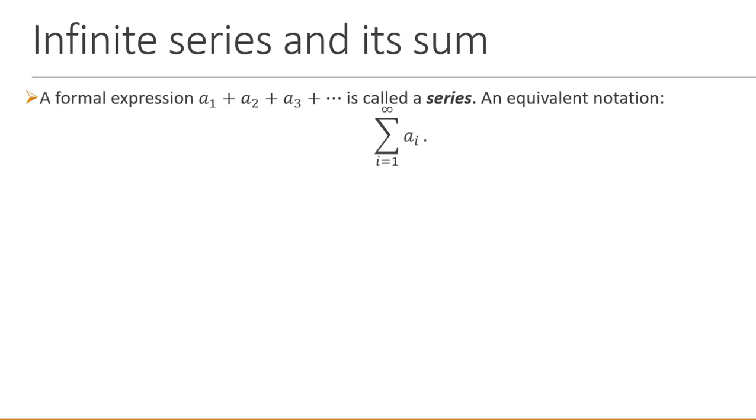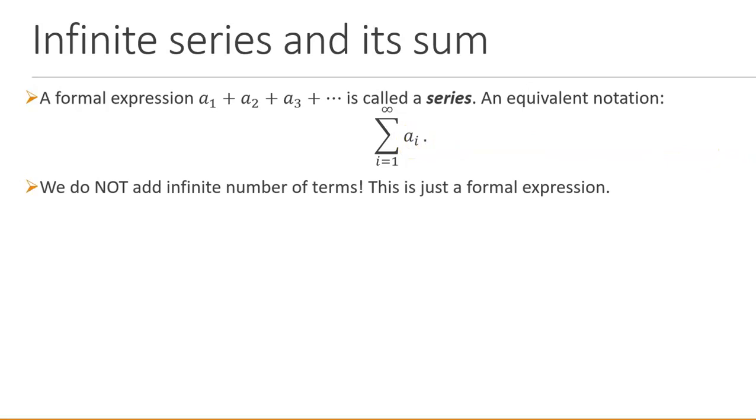All right. So here are the definitions. The formal expression, and I emphasize formal, a1 plus a2 plus so on, is called a series. Equivalent notation using sigma, we write summation, where the index runs from i equal 1 to infinity of ai. So that's the formal notation.